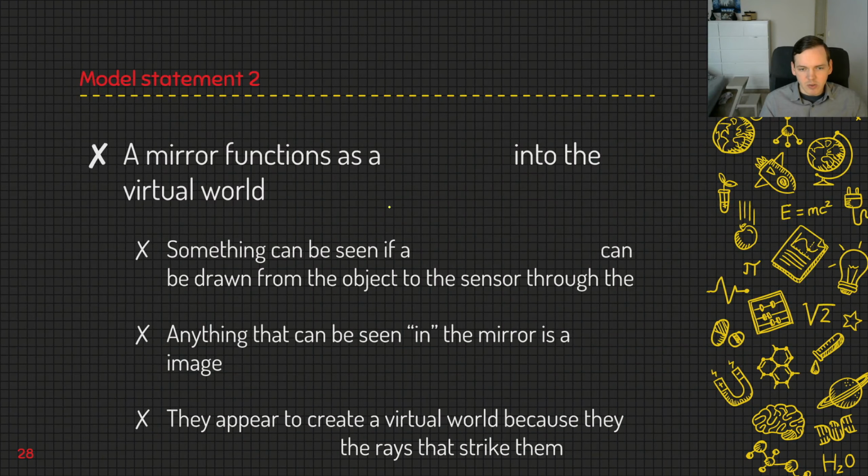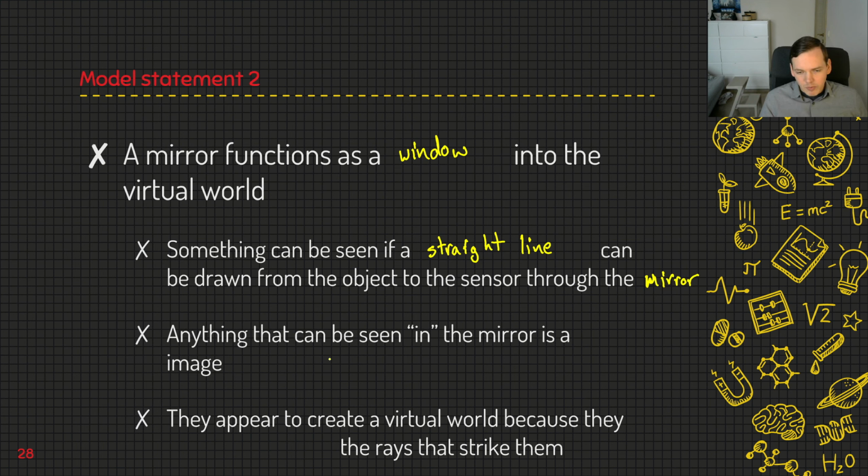Model statement 2 is that the mirror is then functioning as a window into the virtual world. In other words, there's no reflection happening, we're just imagining straight lines through that window. So something can be seen if a straight line can be drawn from the object to whatever's trying to see it, and if that line goes through the window, or through the mirror.